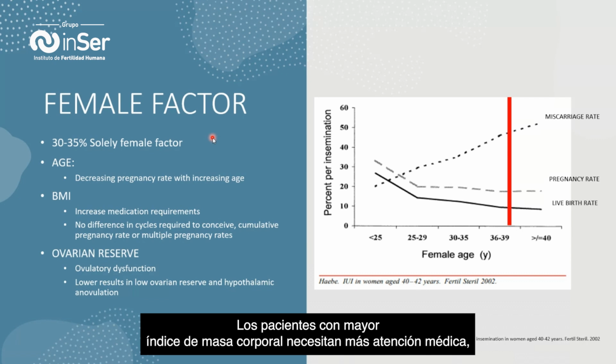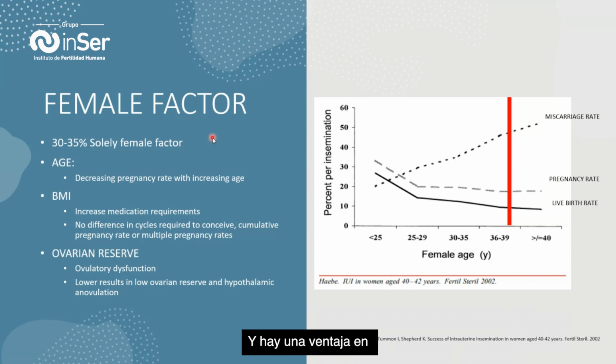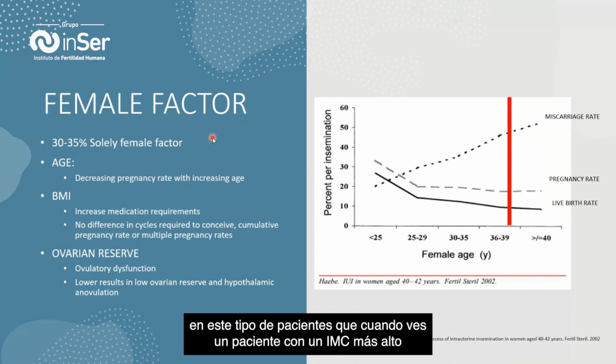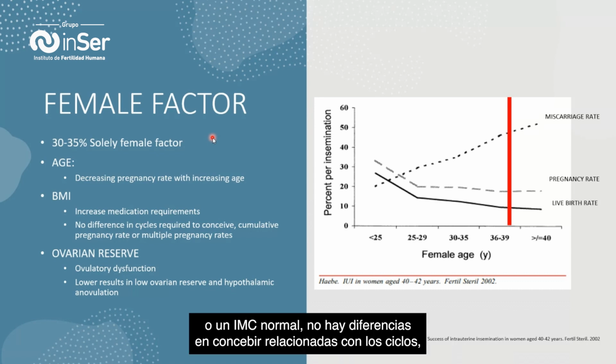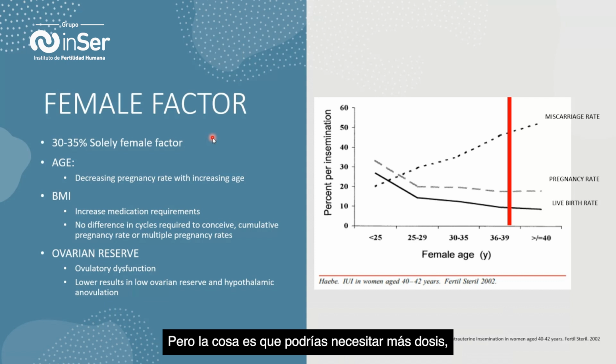The second thing is the body mass index. The patients with higher body mass index have more medication requirements than patients with normal BMI. And there's an advantage in this type of patients: when you see a patient with a higher BMI or a normal BMI, there are no differences in conceiving related to the cycles, the cumulative pregnancy rate or multiple pregnancy rates. But you might need more dosage or sometimes even more timing of the medication for patients with BMI above 25.